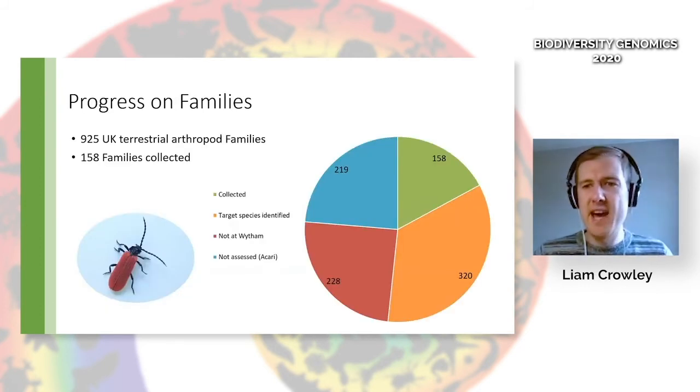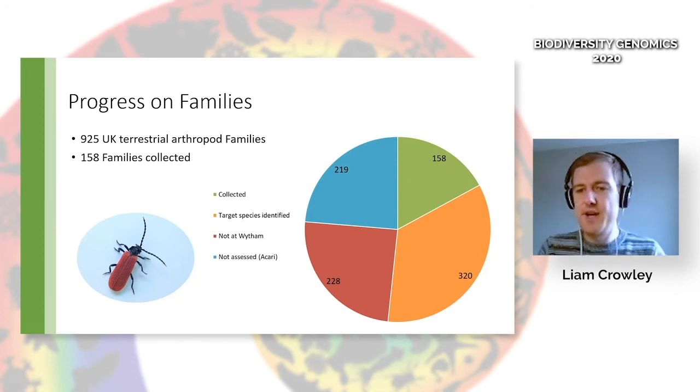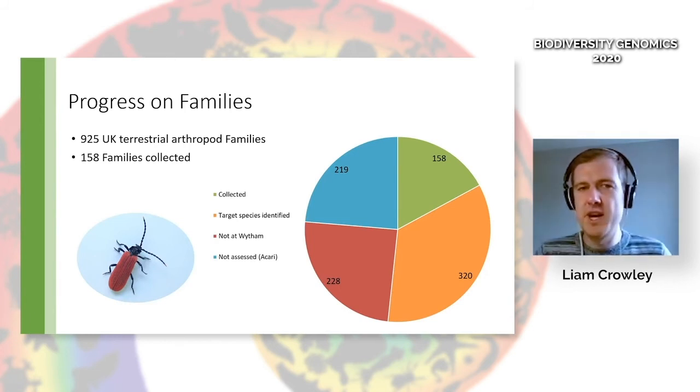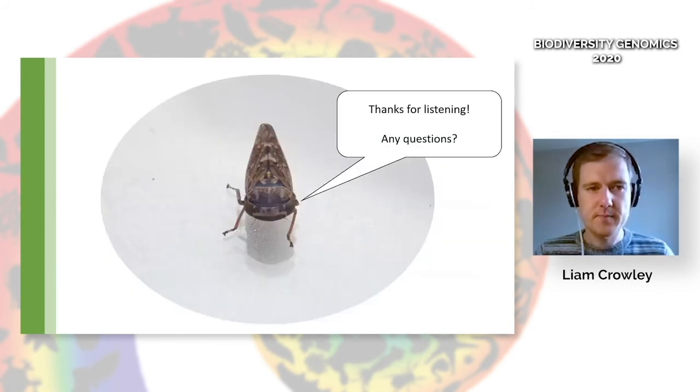And then we have assessed the 925 UK families of arthropods, and we have already collected species representing 158 of those families, and identified a further 320, which we would optimistically expect to be able to find at Wytham, with a further 228, which we would be unlikely to pick up at Wytham. And then finally 219, which we have not assessed, as these are the Acari, the mites.